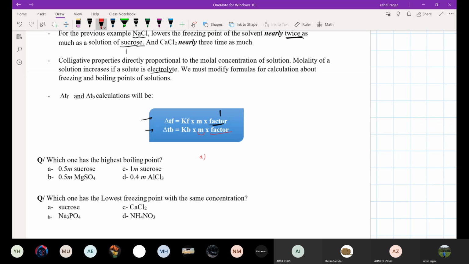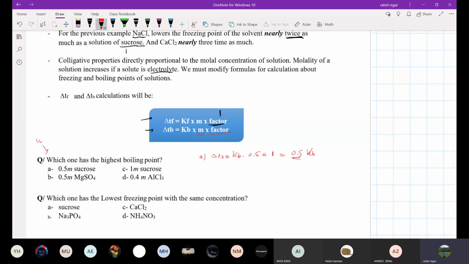For A, the higher the delta TB means the higher is the boiling point. So delta TB here equals KB times, what do we look at? Highest molality times factor. What is the molality? A, 0.5. Times sucrose. What is the factor of sucrose? 1. So the result is still 0.5 KB. We don't need the KB. They are all equal. But we are looking for the biggest number.